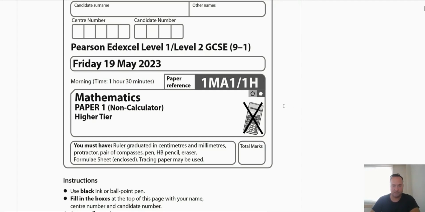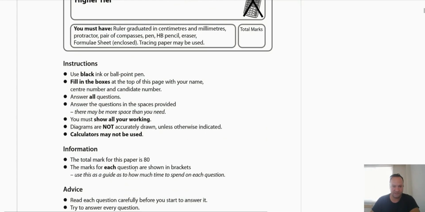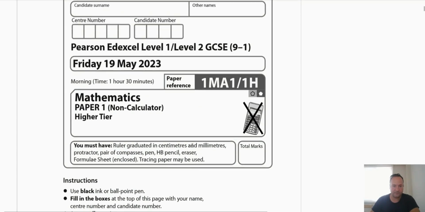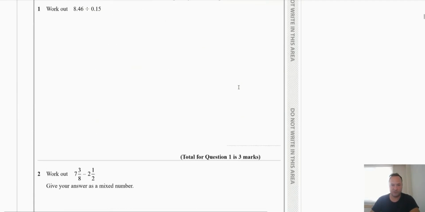So this is a non-calculator paper, so no calculators for this one. It is 80 marks, and the length of the paper is 1 hour and 30 minutes. So let's get started, and let's jump straight in.